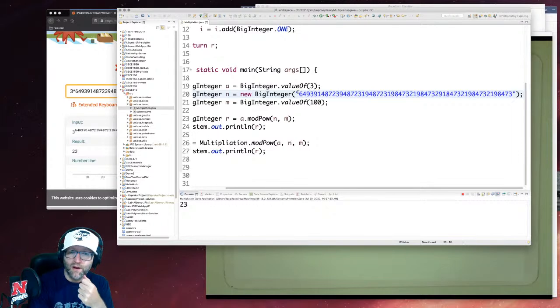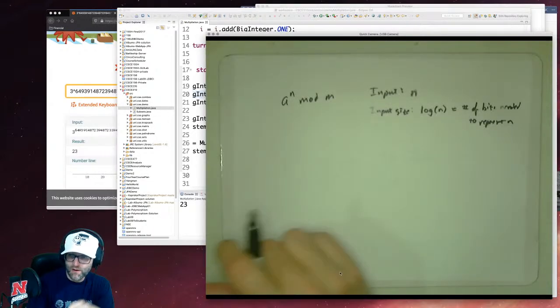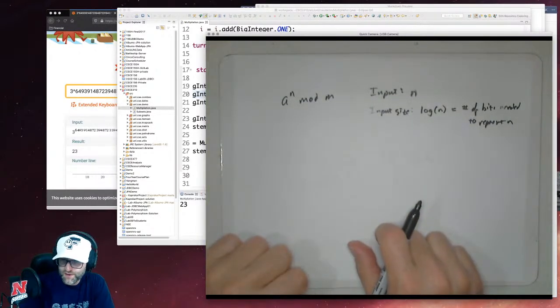Let's see, how many characters is that? Character count, 40, and so about 58. This is a 58-digit number. That's its input size, 58. It's not whatever ungodly number this happens to be, if it even has a name. All right, I'm sure that it has a name, but I don't know what it is.